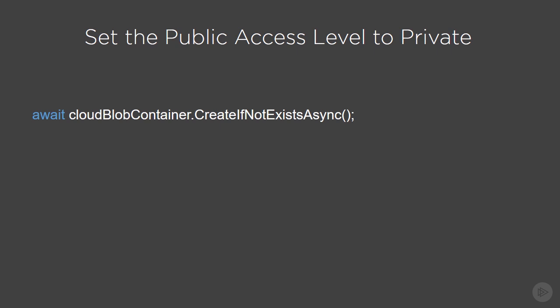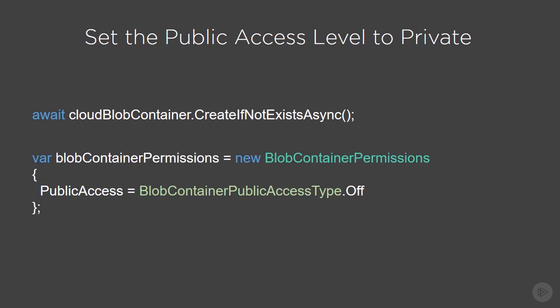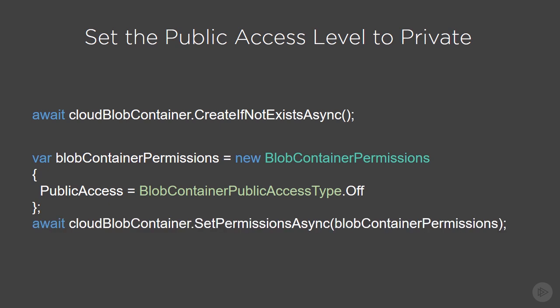If you want to change it in code, you can create a new BlobContainerPermissions object and set its PublicAccess property to the value you want. In our case, to off, as we don't want to allow anonymous access. Then you call the SetPermissionsAsync method on the CloudBlobContainer instance and pass in the BlobContainerPermissions object.